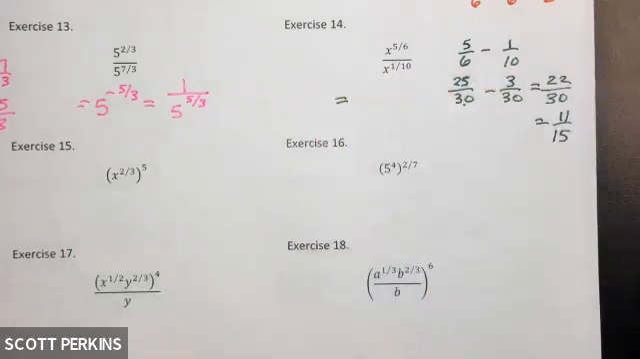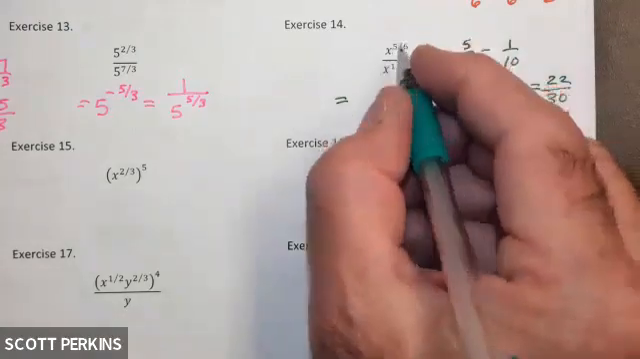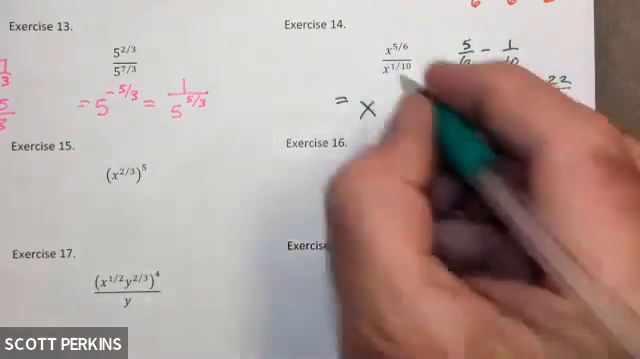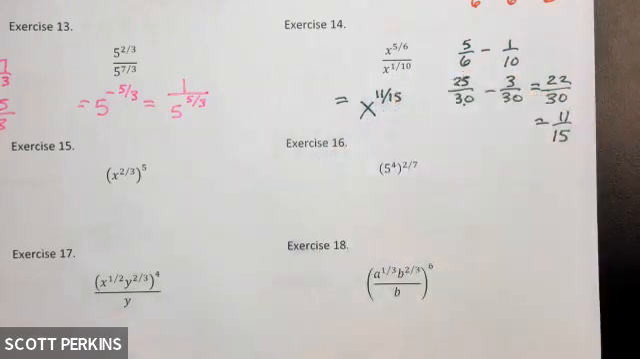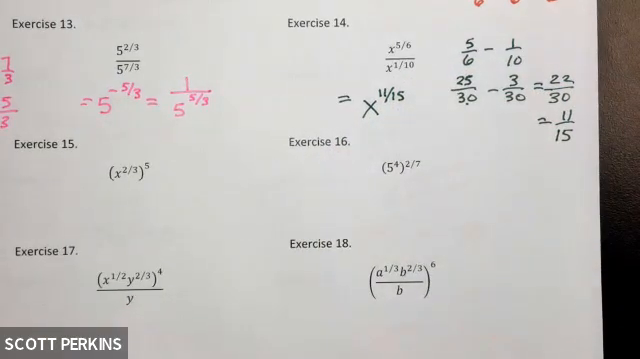So when I do this, I've done all the work. Now I just have to write the answer. When I divide those two things, I get x to the 11/15 power. All right, so the last two of our basic examples are exercise 15 and 16. They're power rule examples. Power rule, you told me earlier, means when you have a power to a power, you multiply. So give both of those a try.